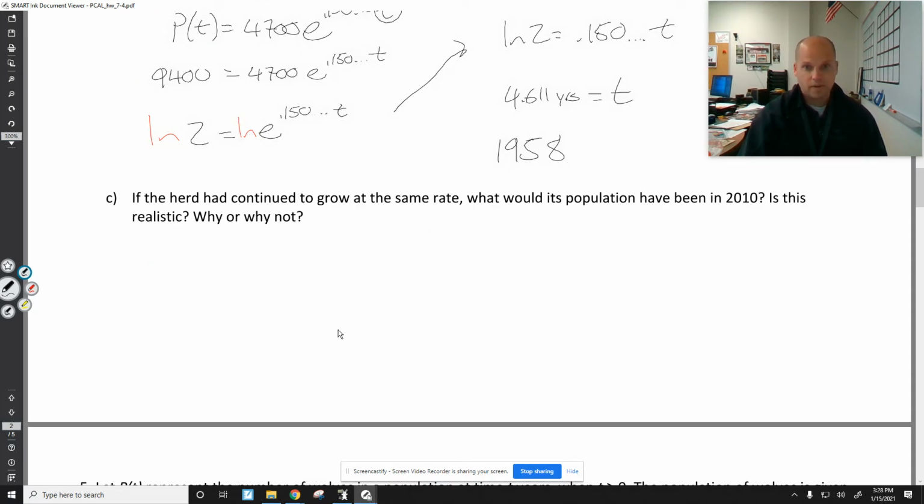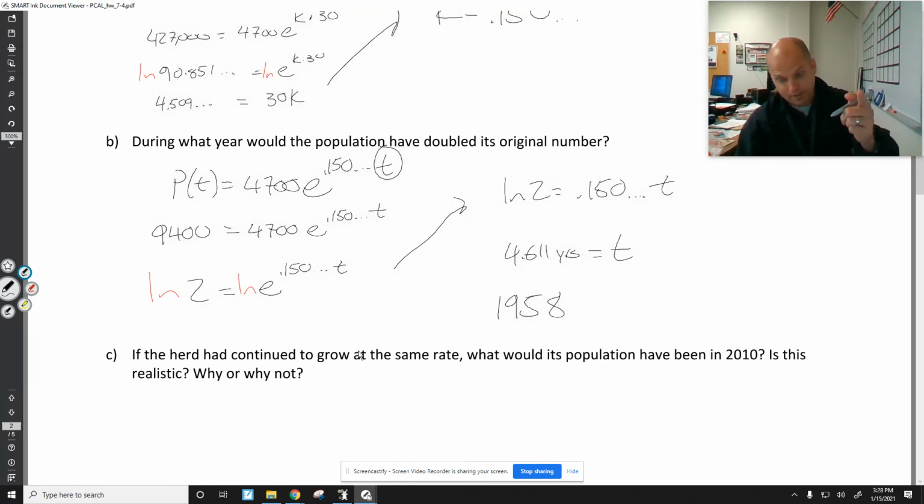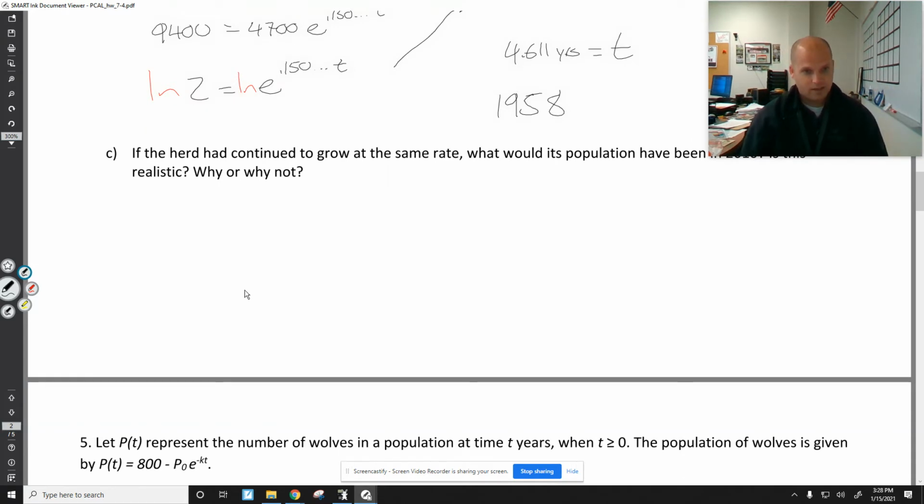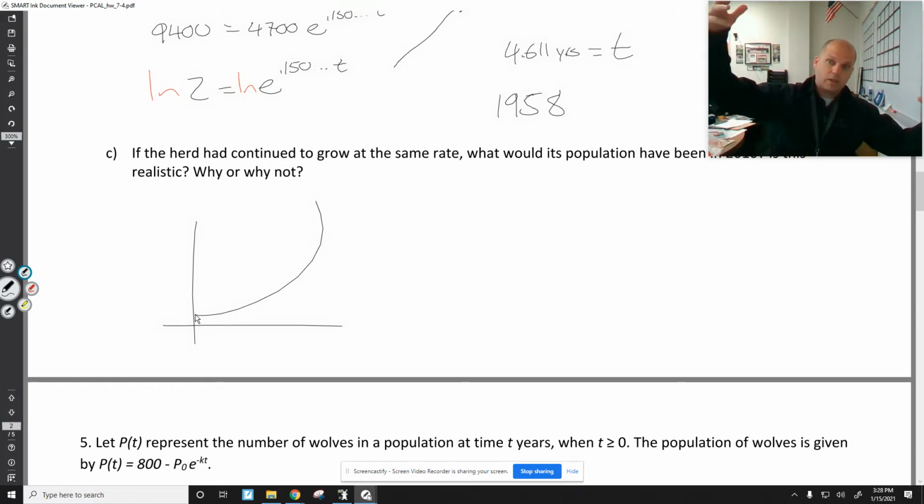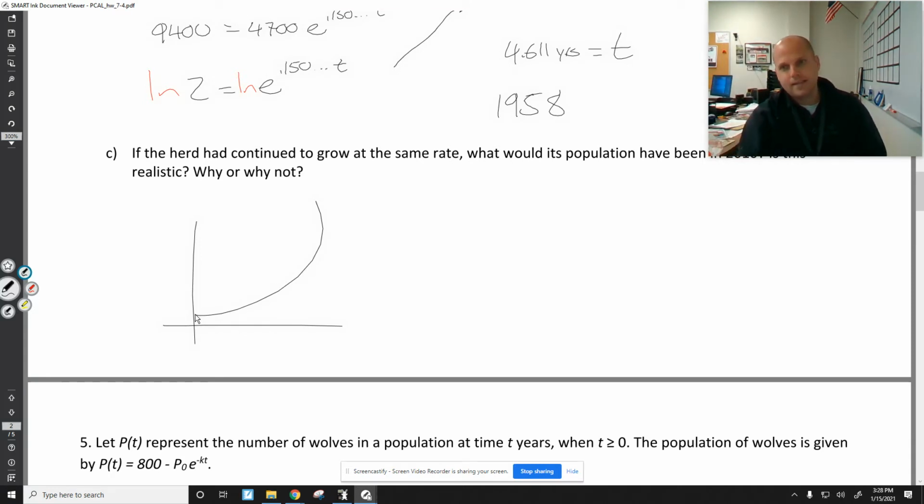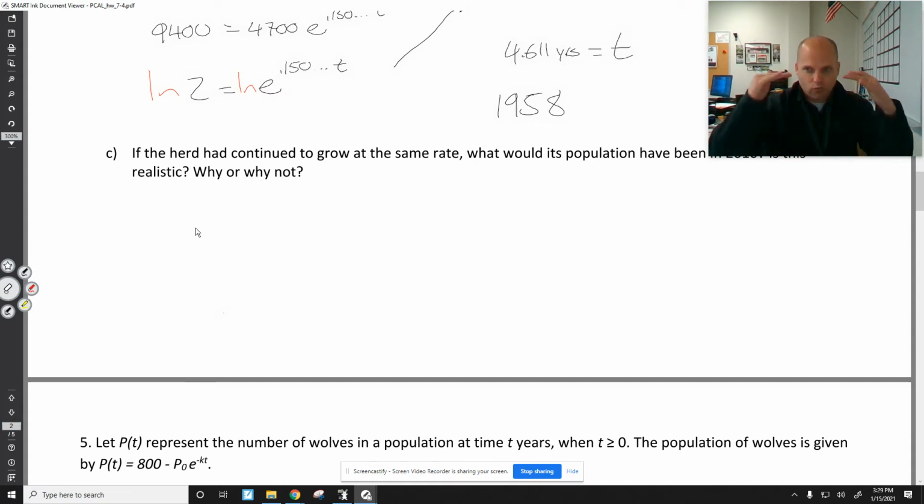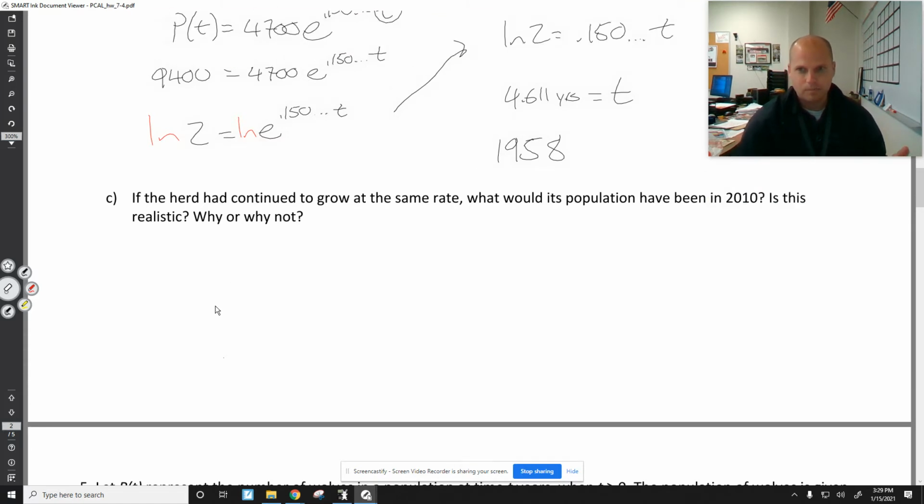If the herd had continued to grow at the same rate, what would its population have been in 2010? Is this realistic? Why or why not? It's not realistic. I'm just going to tell you right now. Populations, including human beings, can't grow exponentially because then you're just going to continue to get millions and billions and trillions of caribou. And guess what? The caribou are going to run out of food and they won't be able to sustain that population. Even if there's no hunters, and I know you guys love hunting caribou, there would just be eventually a limited amount of resources. There would be what's called a carrying capacity, a maximum amount of caribou.